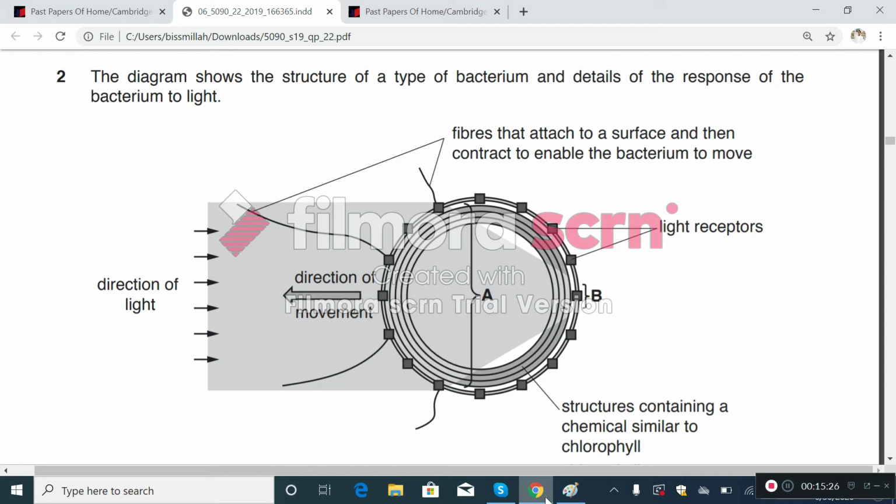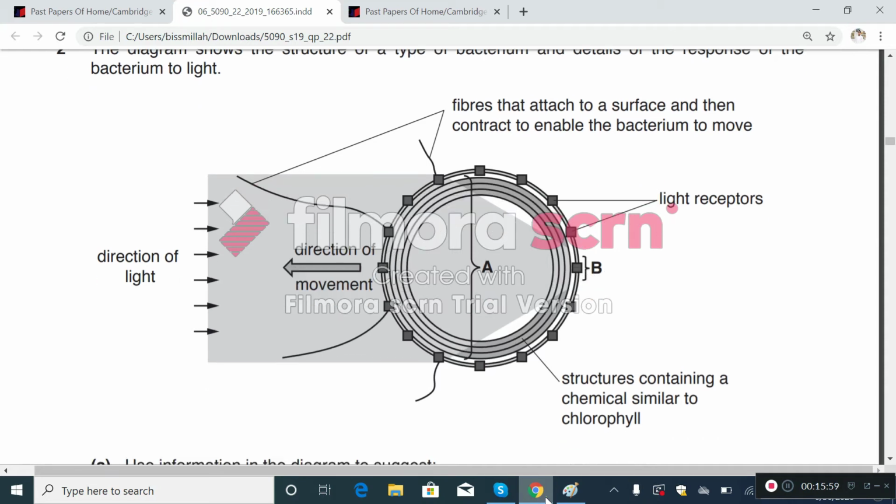Again, light receptors are given here, and definitely it is linked either with images, meaning how to capture an image, or otherwise it is photosynthesis. The process is directly involved in food production. The last one is structures containing chemicals similar to chlorophyll. Again, the last one is giving a clear-cut picture: this light is there for the process of photosynthesis. Okay, now we move to the question.